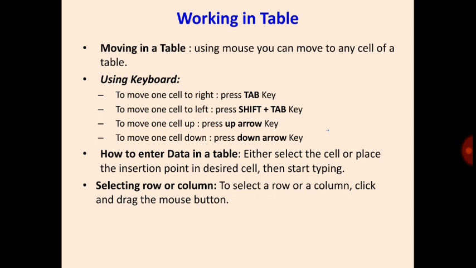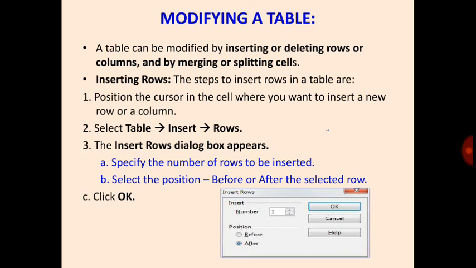Selecting rows or columns. To select a row or a column, click and drag the mouse button to that particular row or column. Now let us see how we can modify the content in a table. A table can be modified by inserting or deleting rows and columns, and by merging or splitting cells.